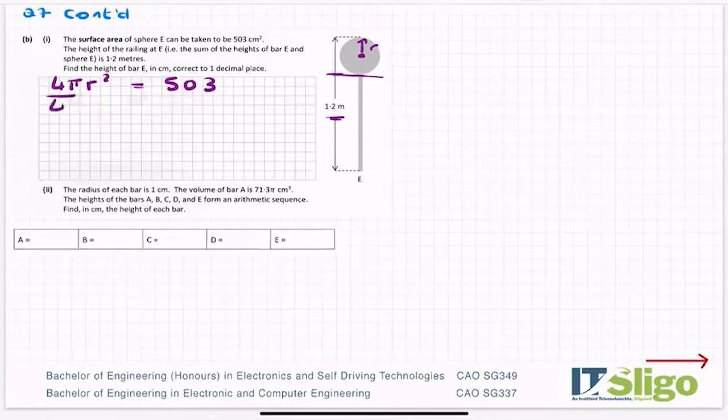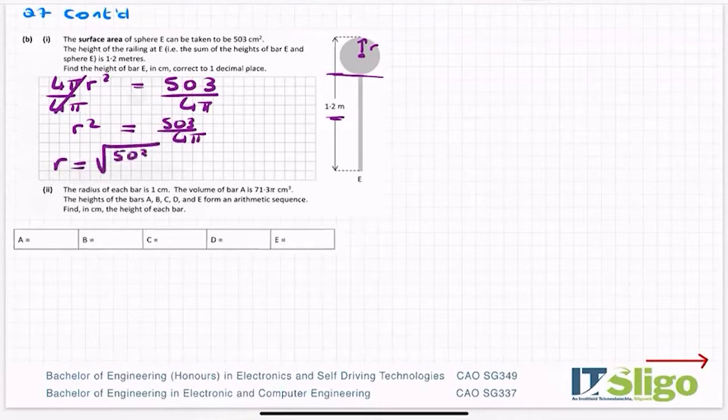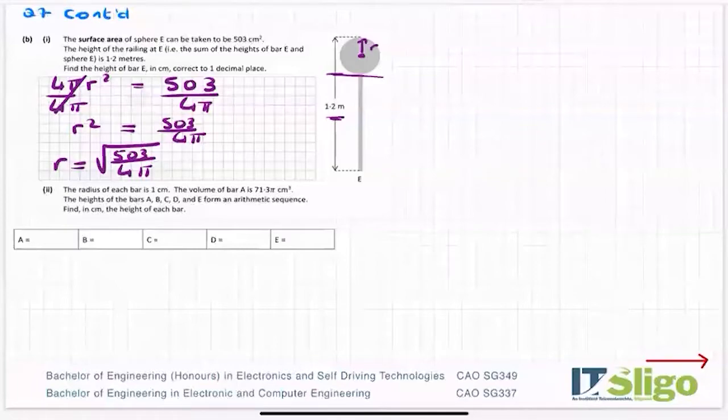So let's divide across by 4 pi. So they cancel, so that I have r squared equal to 503 over 4 pi. Do you know what? I won't even work it out because I know that r, the radius, is the square root of 503 over 4 pi. And if I do it all in one go, then I have no rounding error. So 503 on the top, 4 pi, and I'm getting 6.326 or 6.33 to 2 decimal places for that radius.